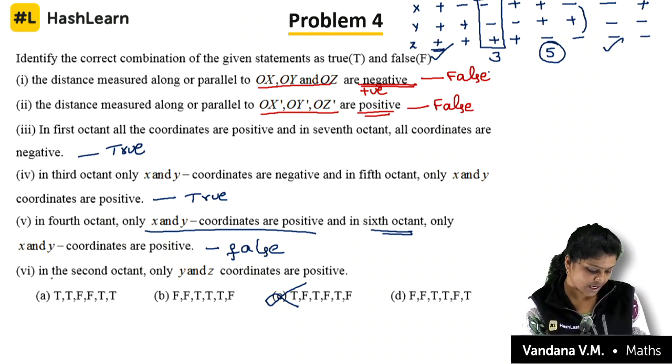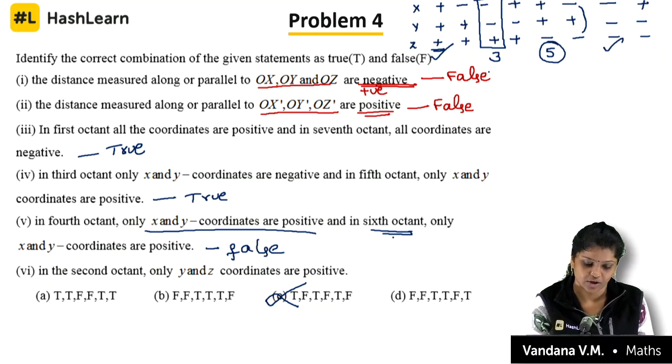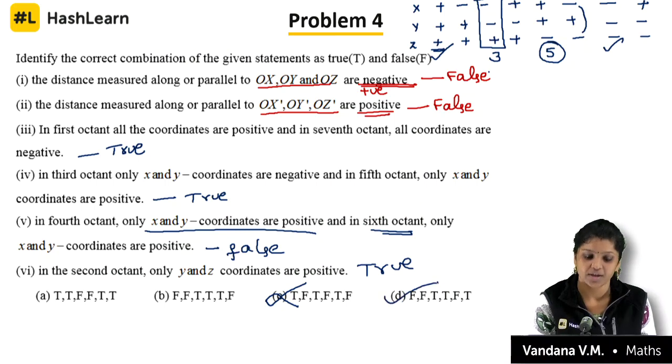Yes, one more is there. Now, in the second octant, only y and z coordinates are positive. Yes, it is true. So, which is correct? Option D is correct. Any doubts? Okay.